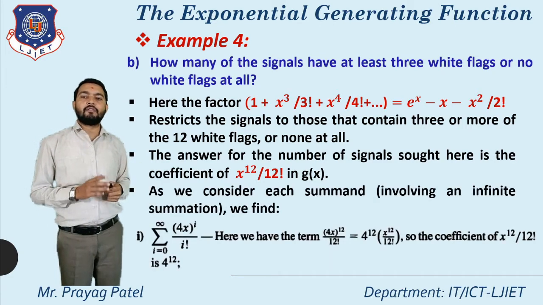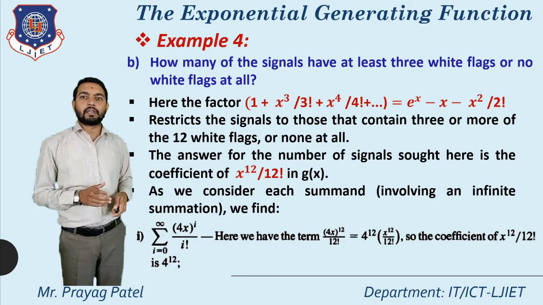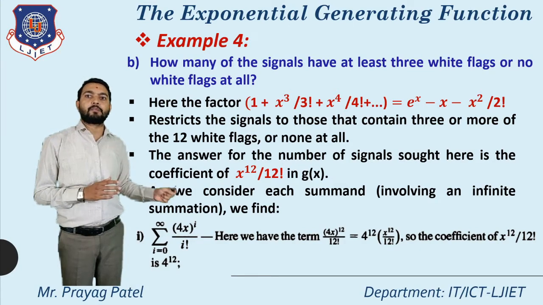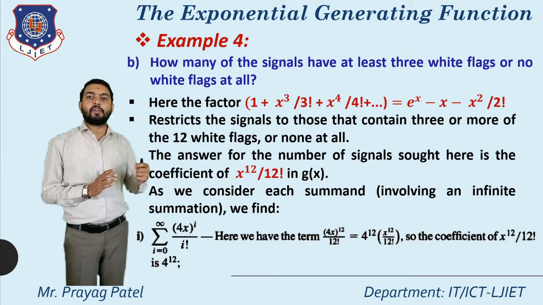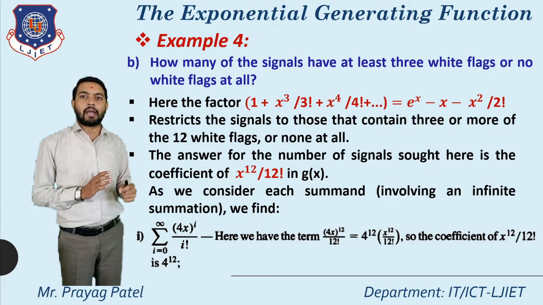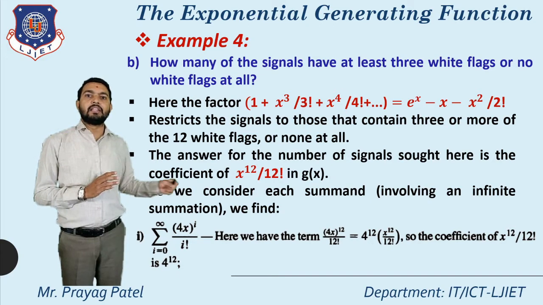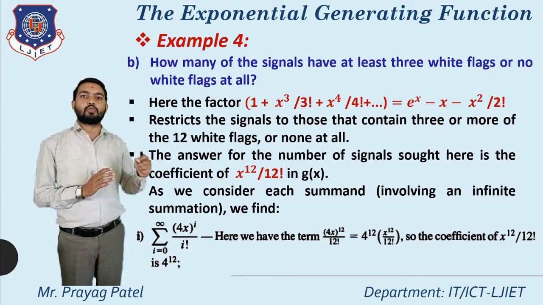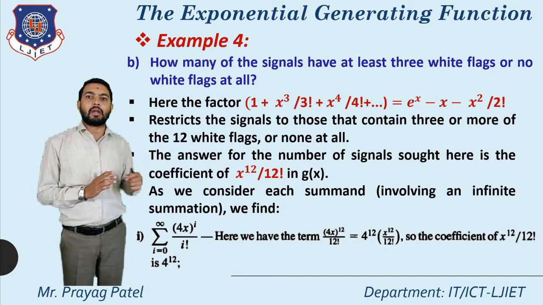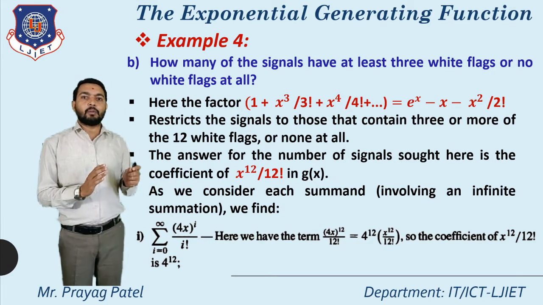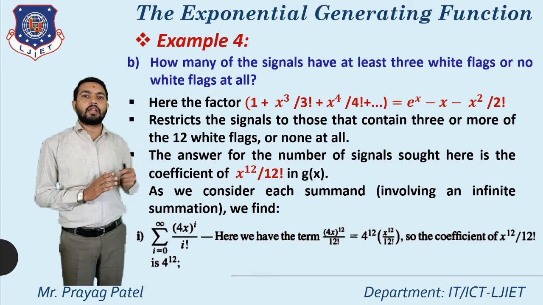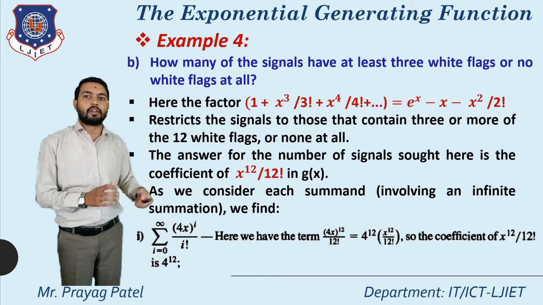Now in this function we have three components. In the previous slide we already saw the first part, whose resultant value is sigma i equal to 0 to infinity 4x raised to i divided by i factorial. Now we solve this and find the answer is 4x raised to 12 divided by 12 factorial, which is equal to 4 raised to 12 x raised to 12 divided by 12 factorial. So the coefficient of x raised to 12 divided by 12 factorial is equal to 4 raised to 12. So our answer for the first part is 4 raised to 12.